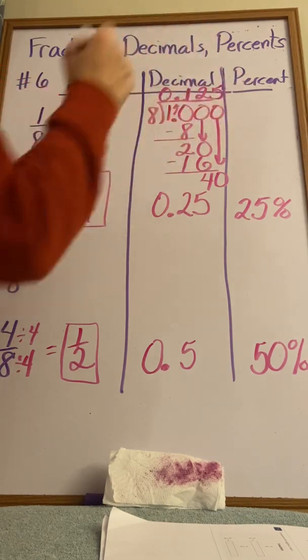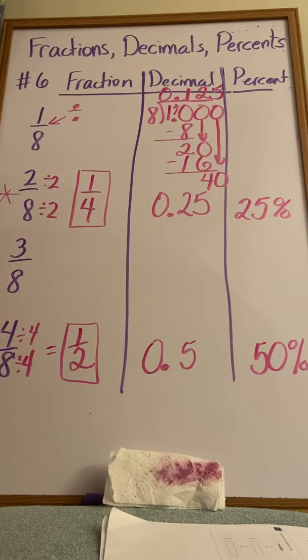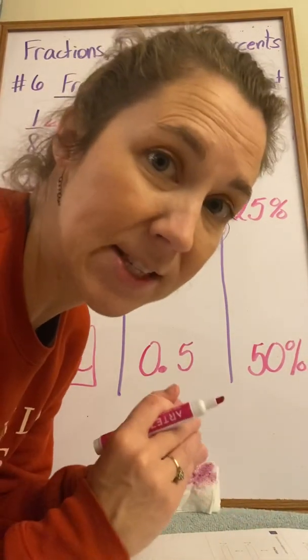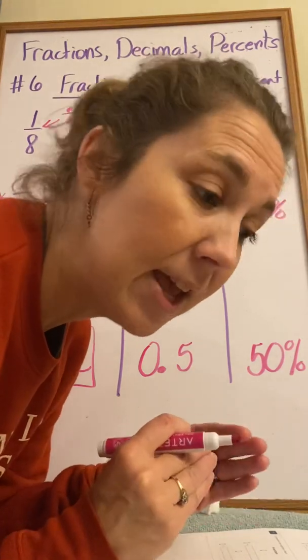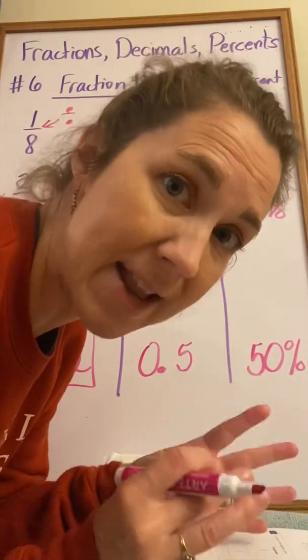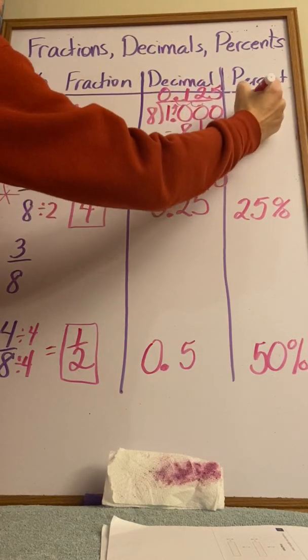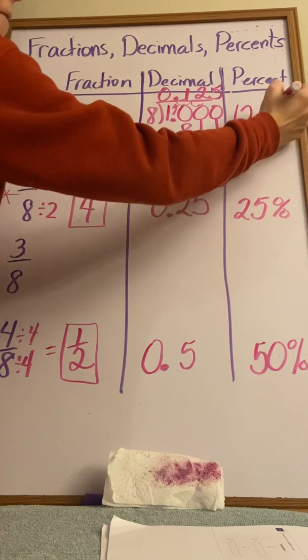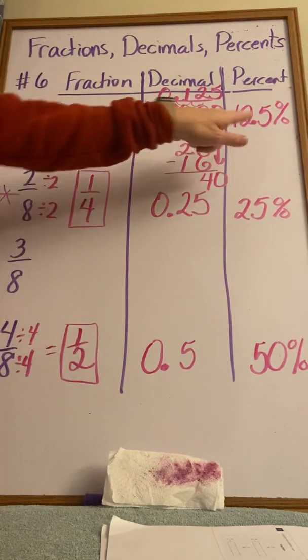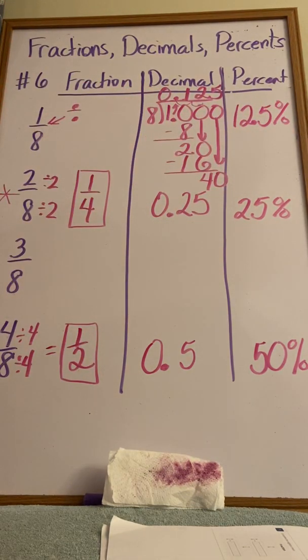0.125 or 125 thousandths. Now on this one, when you do your percentage, you got to move that decimal over 2 places because the percent is just 100 times more than the decimal. When you move that decimal over 2 places, that's going to be 12.5%. So now we've got 1/8, 2/8 is a 1/4, 3/8.